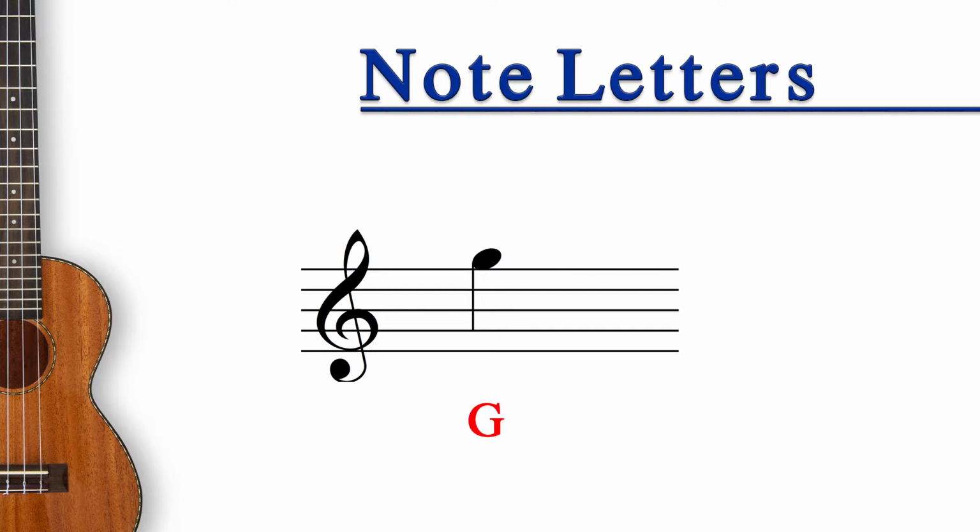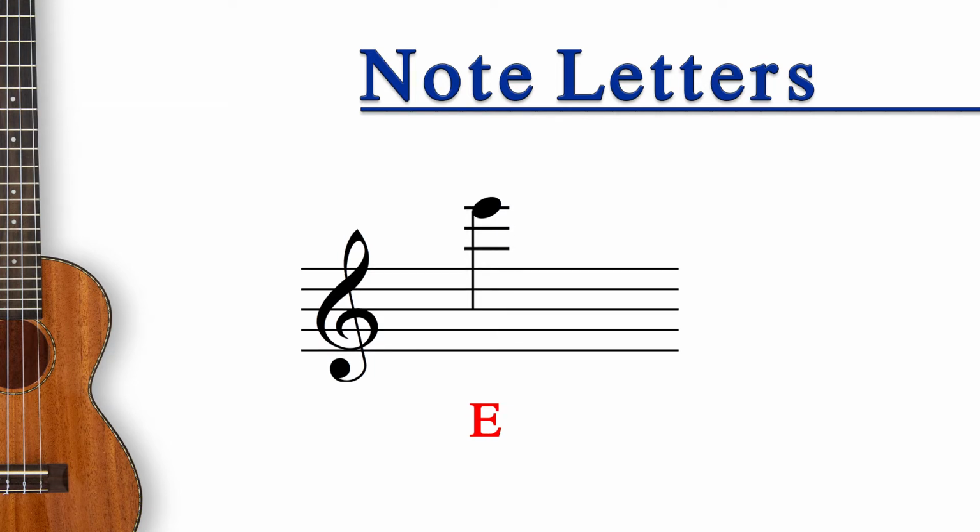At that point, to continue going higher, ledger lines are used to extend the range of the staff. A note placed on the first ledger line above the staff denotes the pitch A. The space above that is B. A note placed on the second ledger line above the staff denotes the pitch C, and so on.